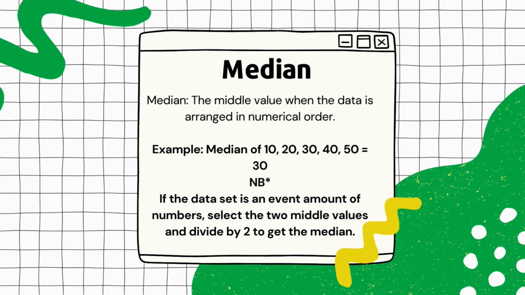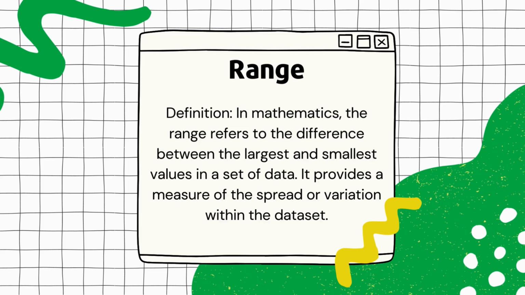Now, the next one is range. Range is a little advanced, but it's also a very simple concept. So I thought I should include this in this video. What is the range, you might ask? The range in mathematics is the difference between the largest and the smallest values in a data set. It provides a measure of the spread of variation within the data set. You don't even have to worry about all these big words. All you need to know is the range is the difference between the largest and the smallest values in a data set.